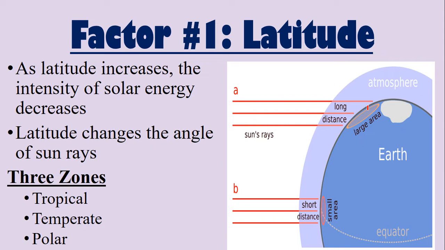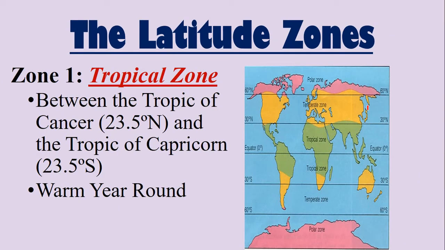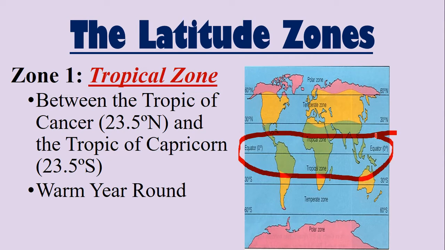Latitude changes the angle of the sun rays, and there's three zones when we talk about latitude: the tropical zone, the temperate zone, and the polar zone. Think about where you live right now and try to figure out which one of these you live in. All right, zone one is the tropical zone. You can kind of see it right here. The tropical zone is between the Tropic of Cancer, which is 23.5 degrees north, and the Tropic of Capricorn, which is 23.5 degrees south. The one thing about the tropical zone is that it's warm year round.